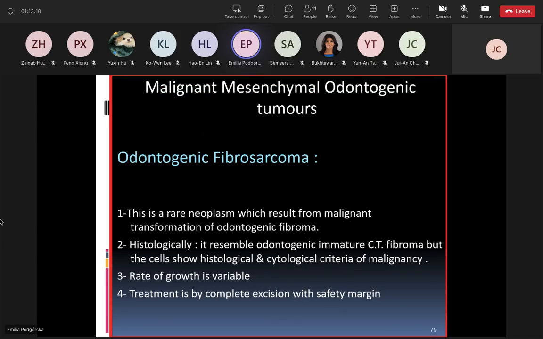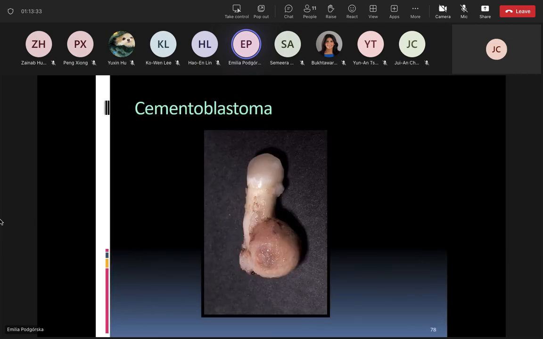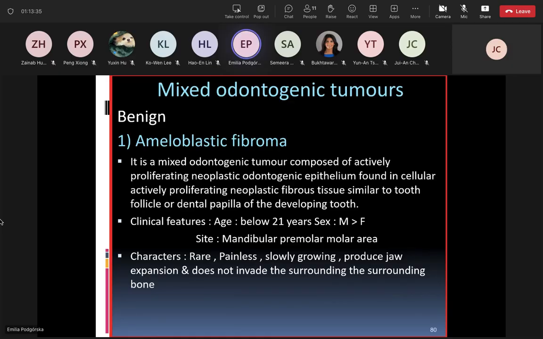Malignant mesenchymal odontogenic tumors: odontogenic fibrosarcoma. This is a rare neoplasm which results from malignant transformation of odontogenic fibroma. It resembles odontogenic fibroma with mature connective tissue, but the cells show histological and cytological criteria of malignancy. Treatment is by complete excision with a safety margin.